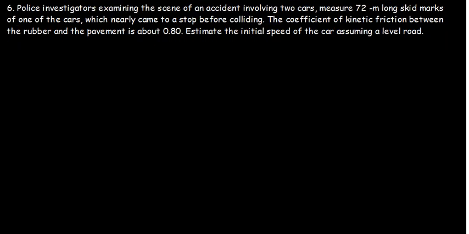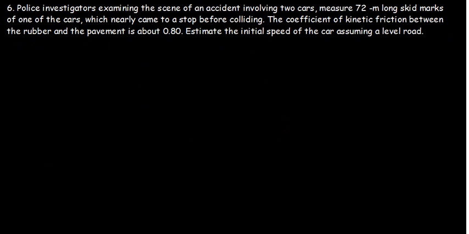Okay, number 6. The question reads: police investigators examine the scene of an accident involving 2 cars. They measure 75 meters of skid marks from one of the cars, which nearly came to a stop before colliding. The coefficient of kinetic friction between the rubber and the pavement is about 0.80. Estimate the initial speed of the car, assuming a level road.